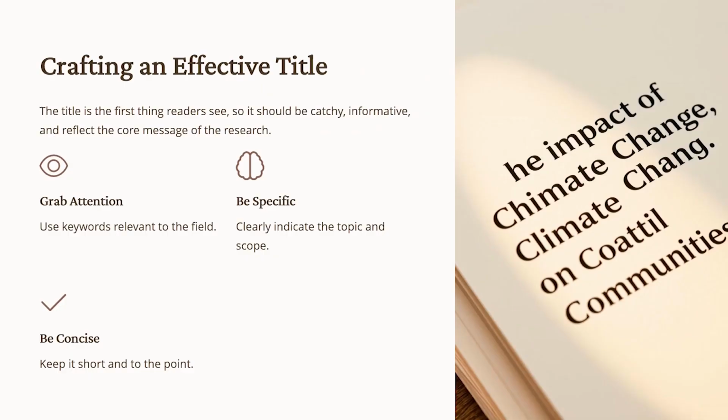It is important to pay attention to creating an effective title for an abstract. This is because the title is the first thing readers see, so it is important that it is attractive, informative, and reflects the main message of the research. It is important to attract the reader's attention with the words of the title, and for this, keywords related to the field should be used. The title and scope should be clearly stated to explain the uniqueness of the abstract. The most important thing is to present it very briefly and concisely.